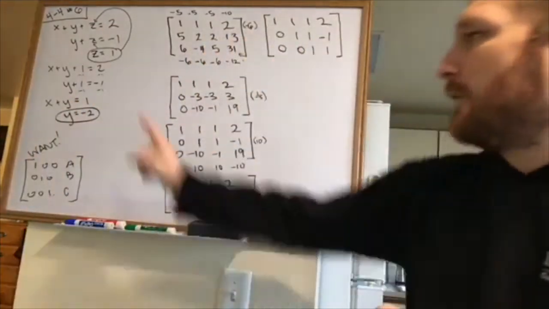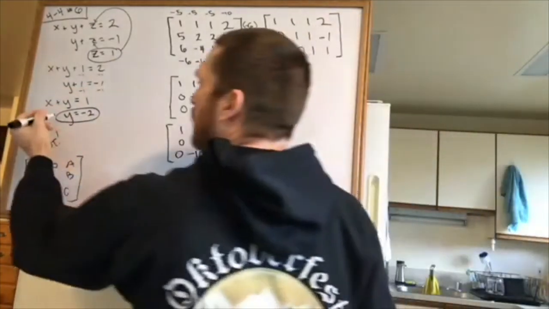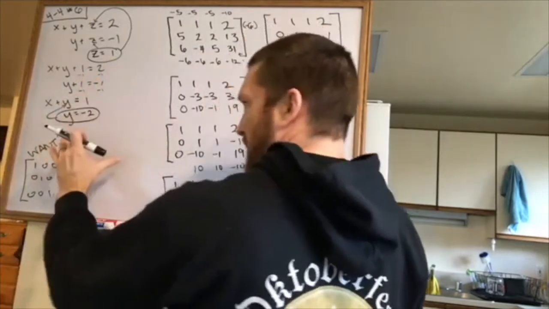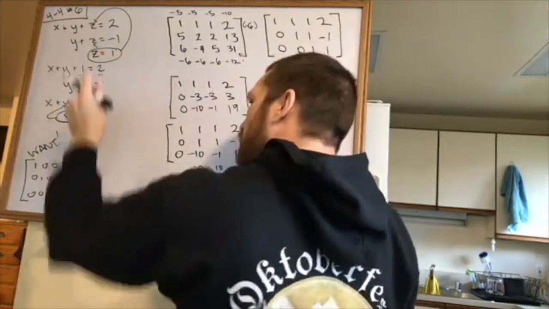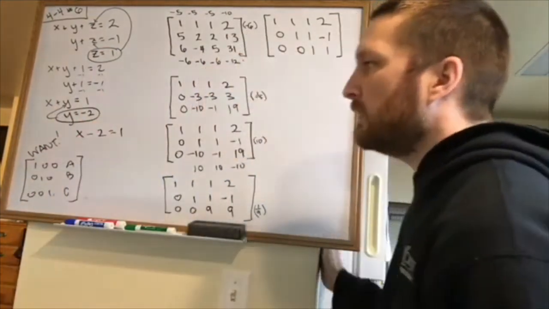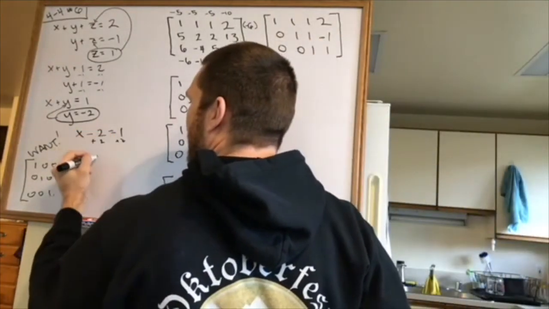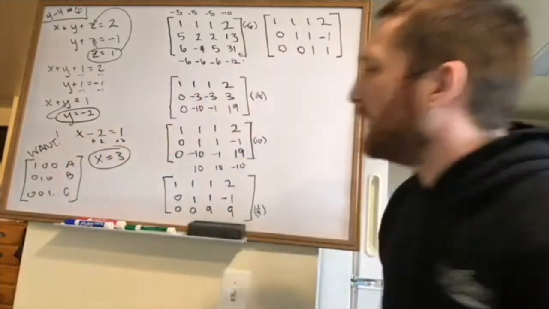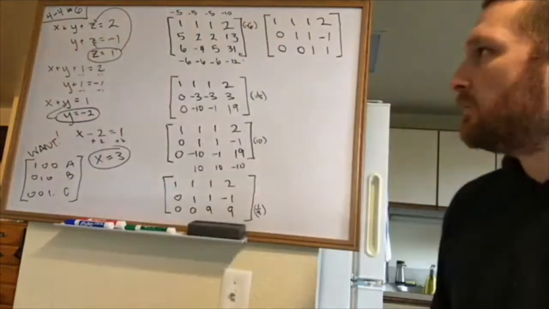And then finally, I would substitute that back into my original equation and say, well, we could take the y and plug him in right here. That would give me x plus -2 equals 1. Add 2 to both sides. And I get x equals +3, and I would have my answer. I would have x equals 3, y equals -2, z equals 1.